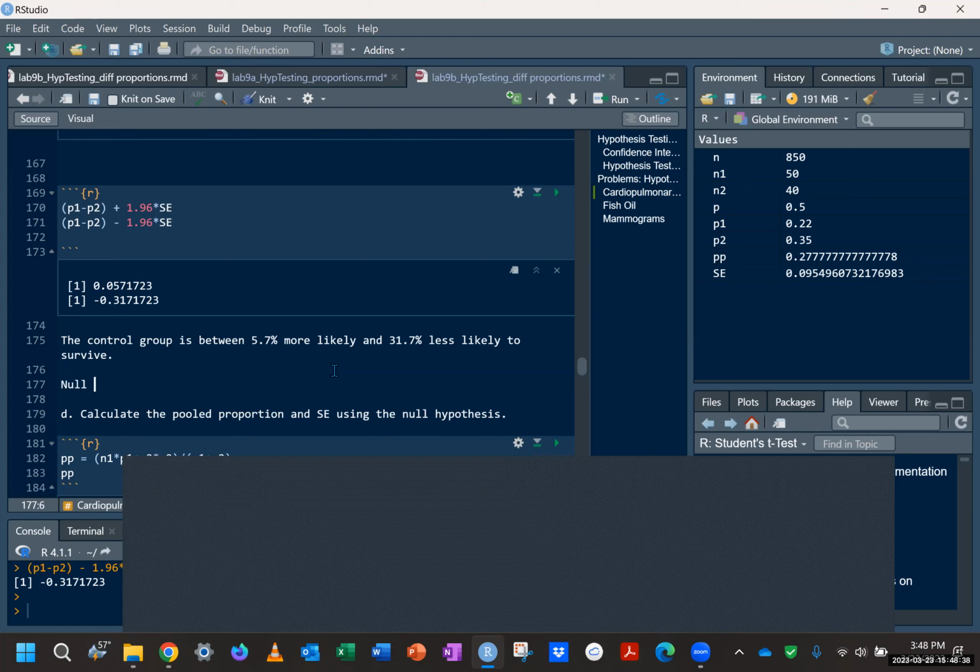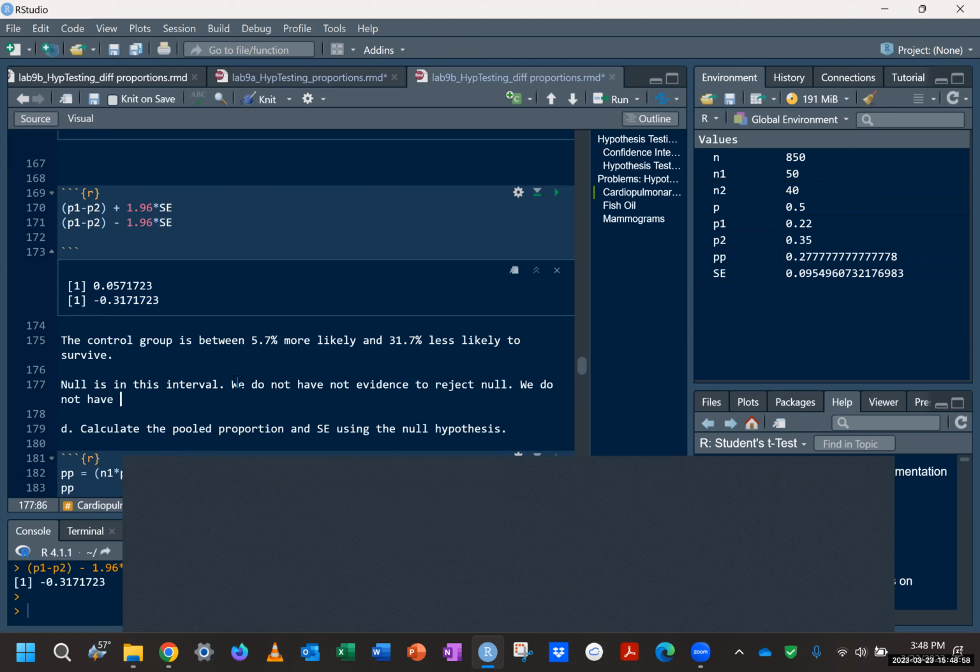Now the null is in this. Notice 0 is between the positive and the negative number. So we do not have evidence of a difference. We don't have evidence to reject the null. So thus, we do not have evidence of a difference.